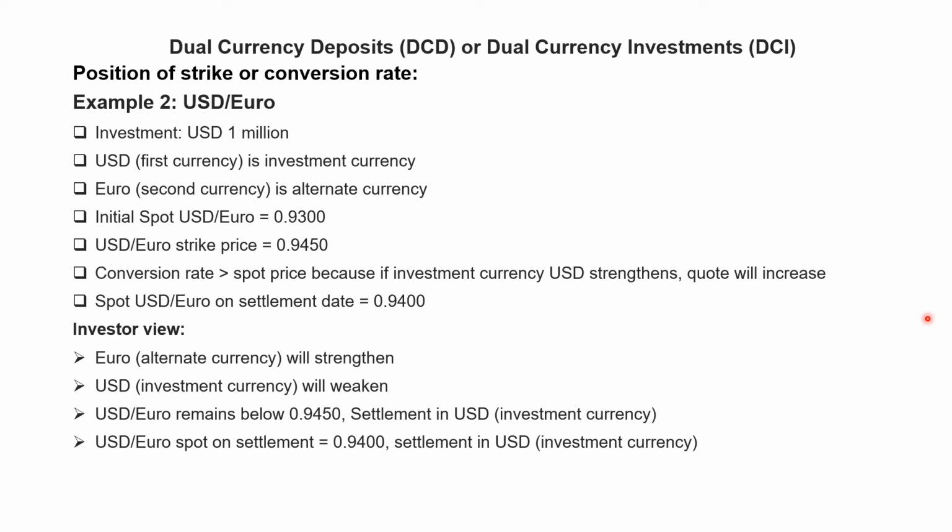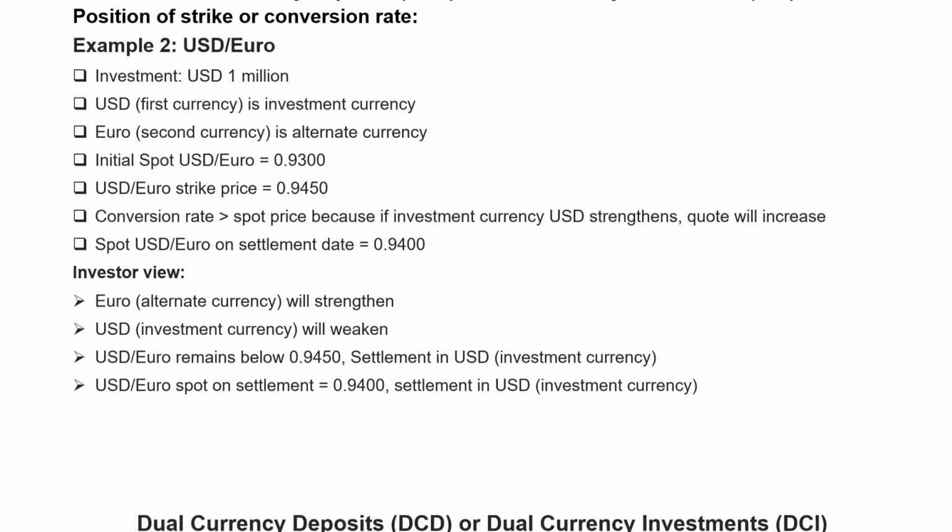To summarize, if the first currency, for example USD in our quote, is the investment currency, the relevant strike price will be set above the spot. The payment will be made in the second currency, which is the alternate currency, if the second currency weakens above the strike. That is, for example, in our case, USD Euro moves above 0.945 or the Euro weakens to above 0.945.